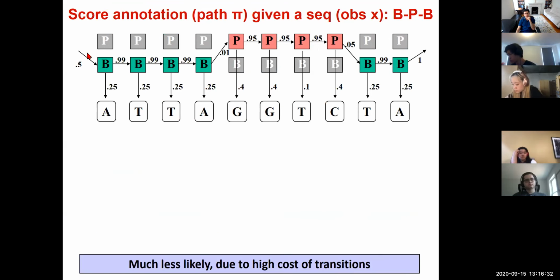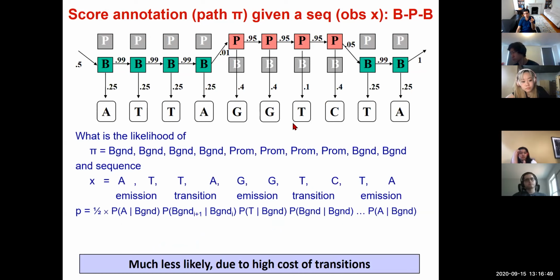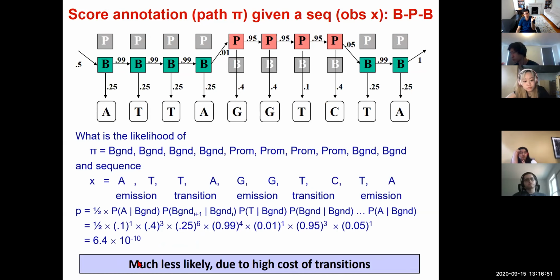We also saw that the cost of parsing as background here, then promoter here, and then background here in order to capture the GC richness was in fact not worth it, because of the very low probability of making 2 transitions within 4 steps of each other, giving us a much lower probability.